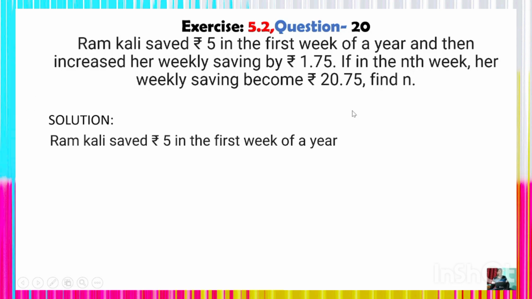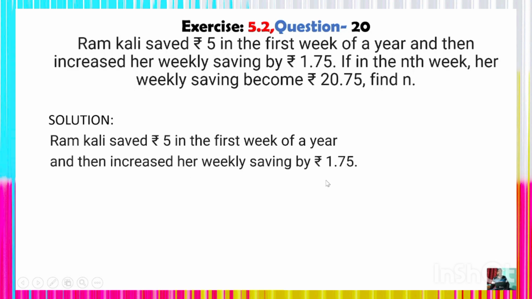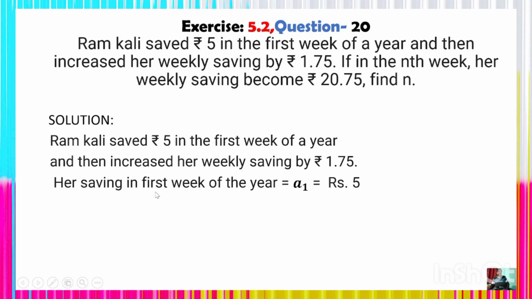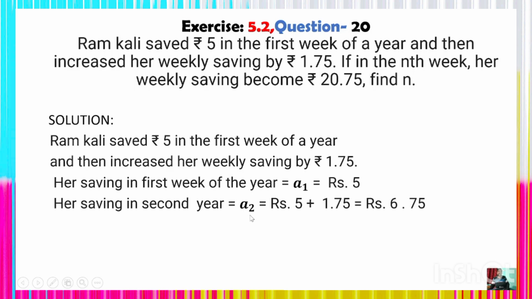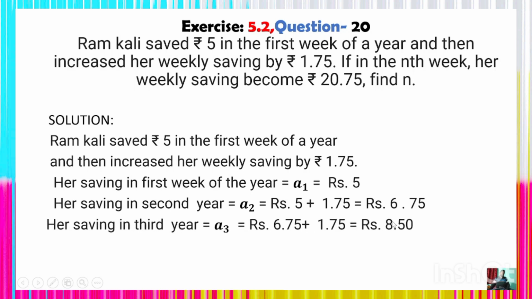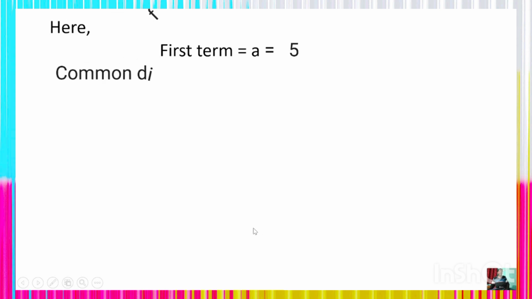Look at the solution here. Ramkali saved 5 rupees in the first week of the year and then increased her weekly saving by 1 rupee 75 paise. So her saving in the first week, a1, is equal to 5 rupees, right? The saving in the second week, a2, is 5 rupees plus 1.75, which is 6 rupees 75 paise. The saving in the third week is 8 rupees 50 paise. Thus we get 5, 6.75, 8.50, an arithmetic progression. Here the first term a is equal to 5 and the common difference d is equal to 1.75.